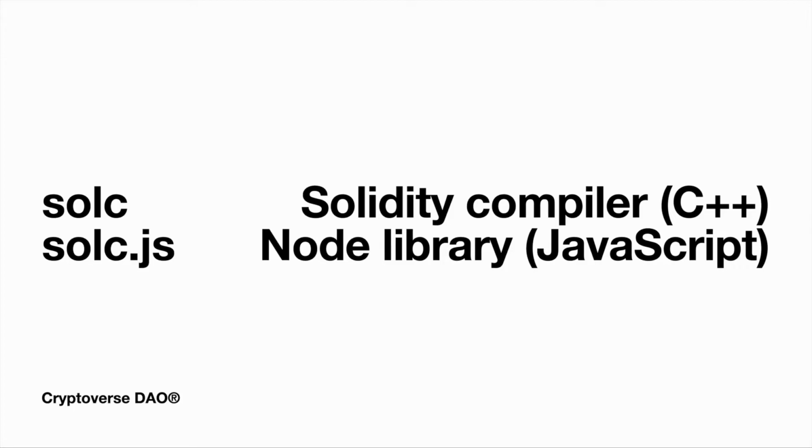Solc.js is kind of like a converted compiler. It's basically a node library that uses JavaScript. You can use npm install solc. That is the code to be used. To understand the difference: solc.js, like I said, is the node library, and solc without the dot is the command line tool that you get once you've installed the solc.js node library.